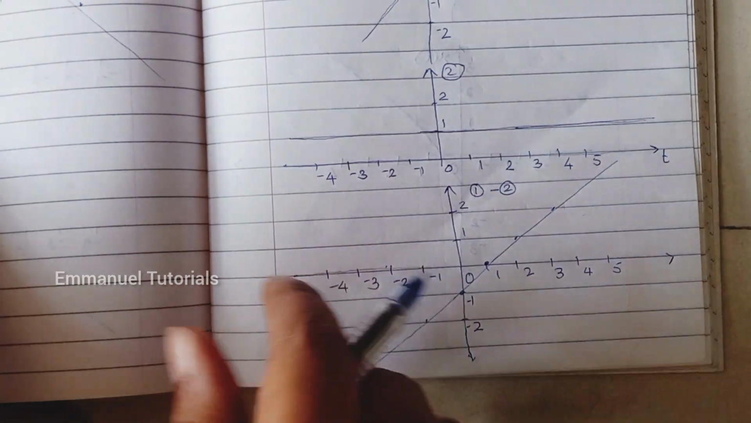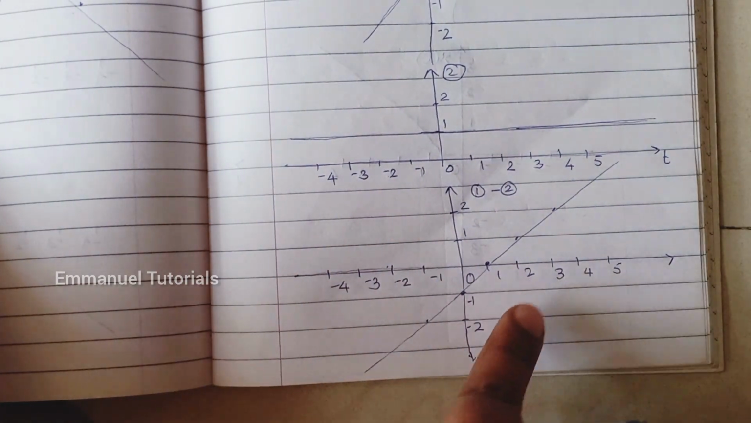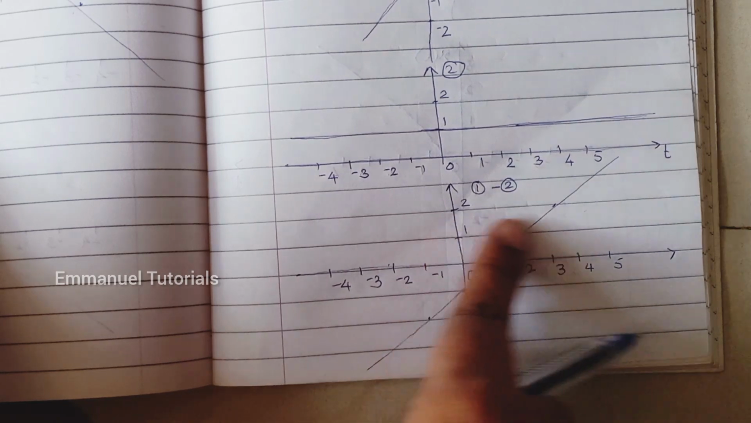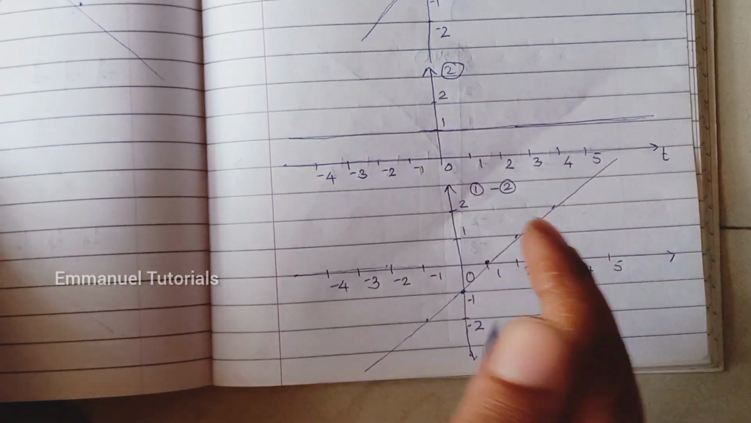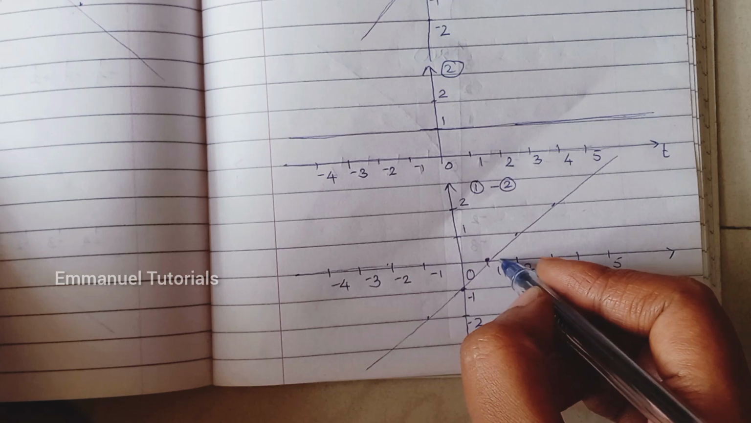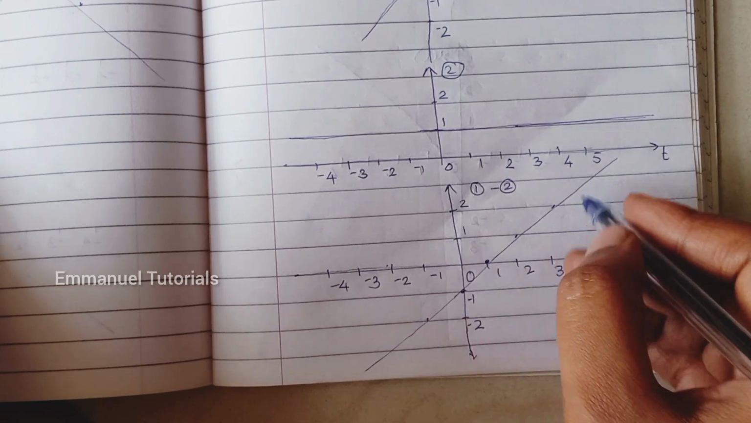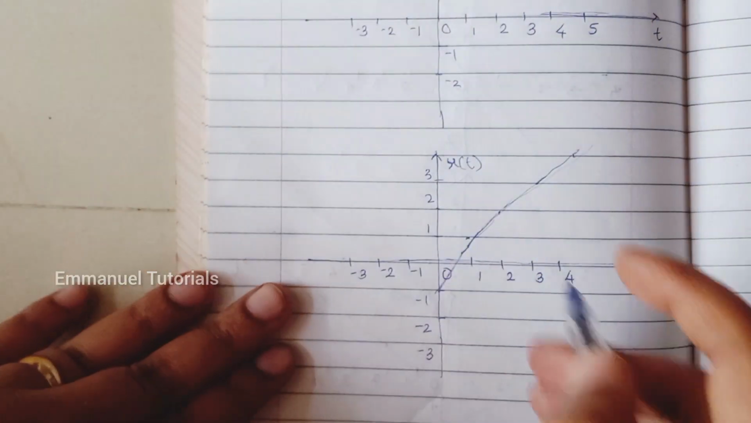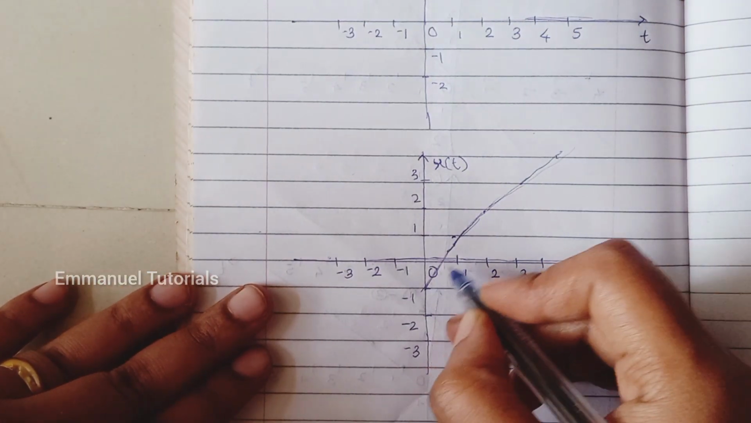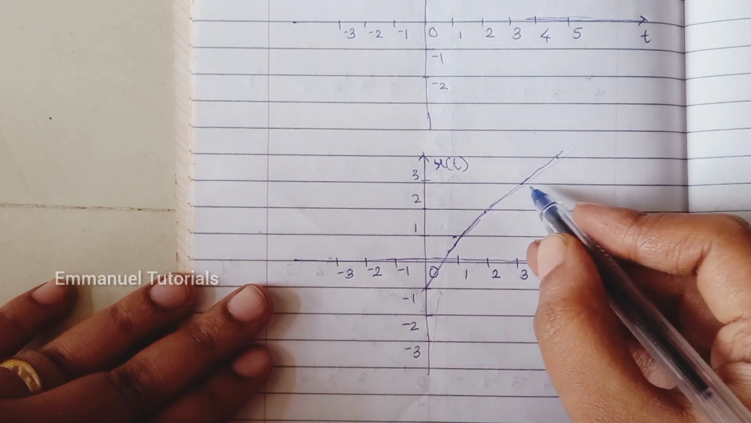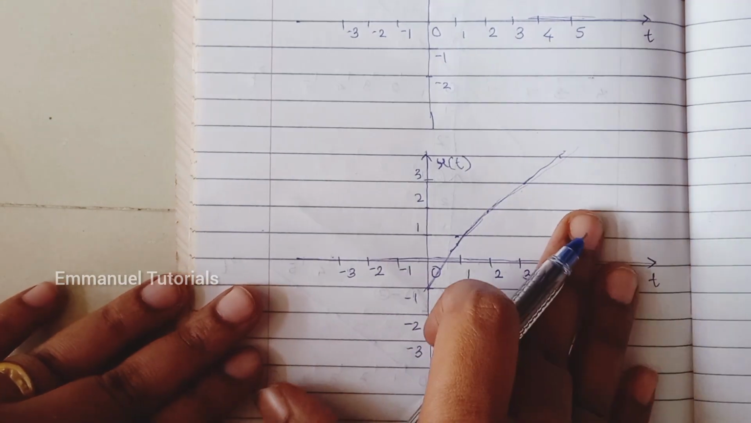So in this case, when you multiply it by u of t, the resultant signal will be only the right hand part of the y-axis. So we'll have minus 1, 0, 1, 2, and this part of the signal. So I'll show you what I've drawn. It will be minus 1, 0, 1, 2, and so on.